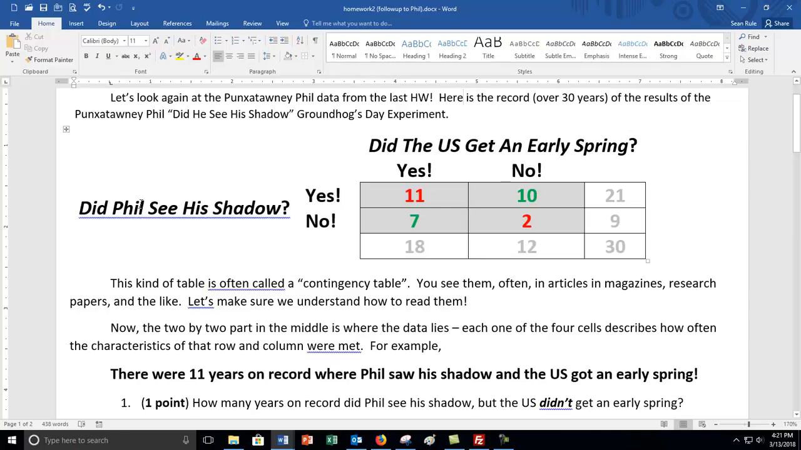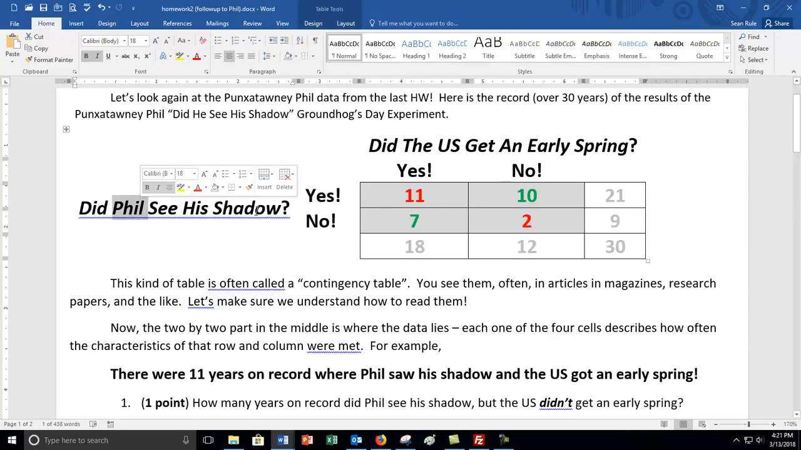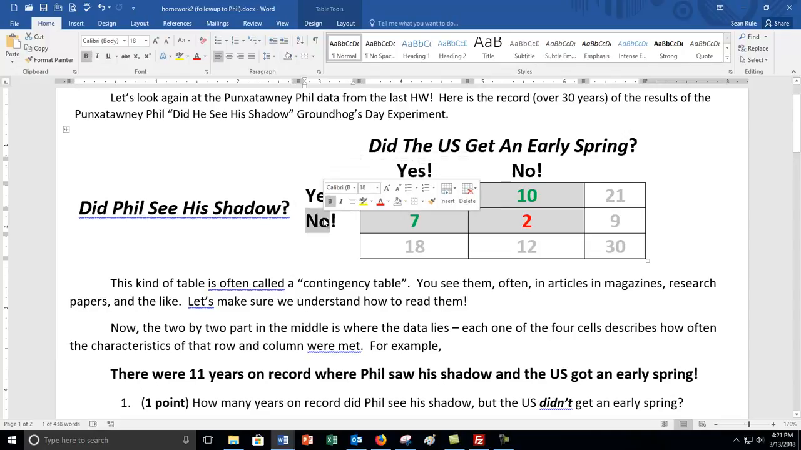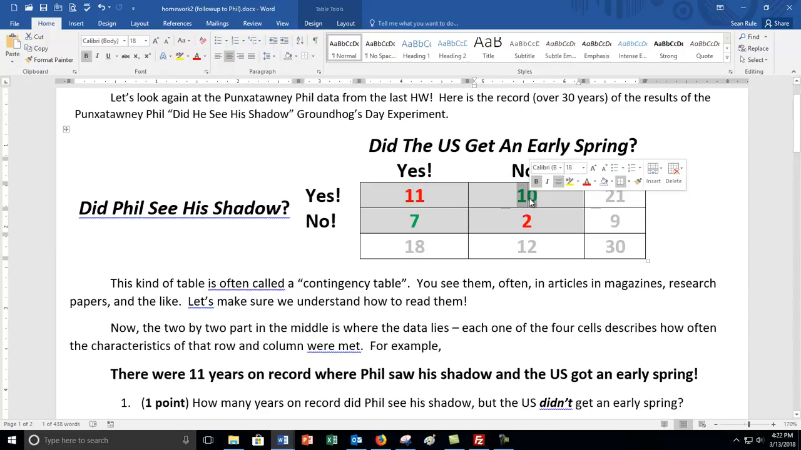So Phil is this groundhog we talked about in class. And he either sees his shadow or he doesn't. I don't know how they figure that out, but he either does or doesn't see his shadow. So if you're in this line up here, this represents the number of times he sees his shadow. He saw his shadow 11 times here, and he saw his shadow 10 times here, which means he saw his shadow 21 total times over this time period that they kept data for.